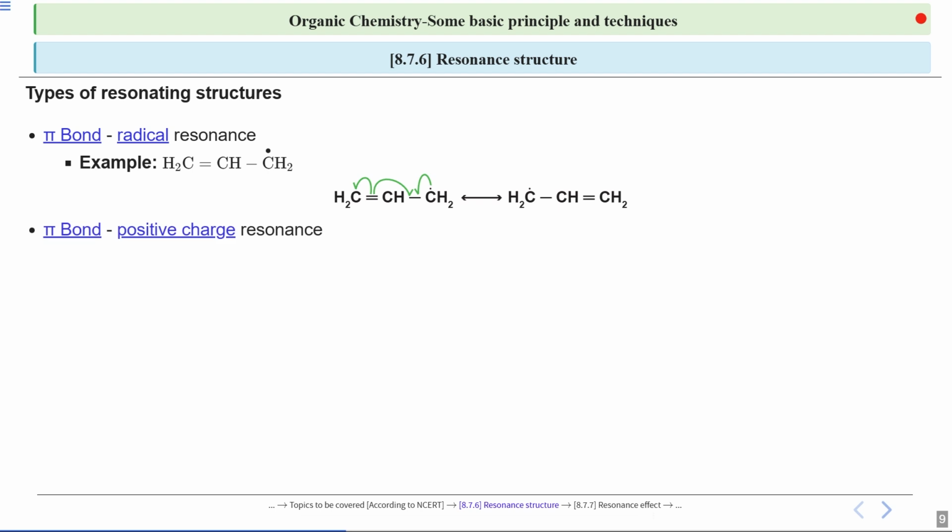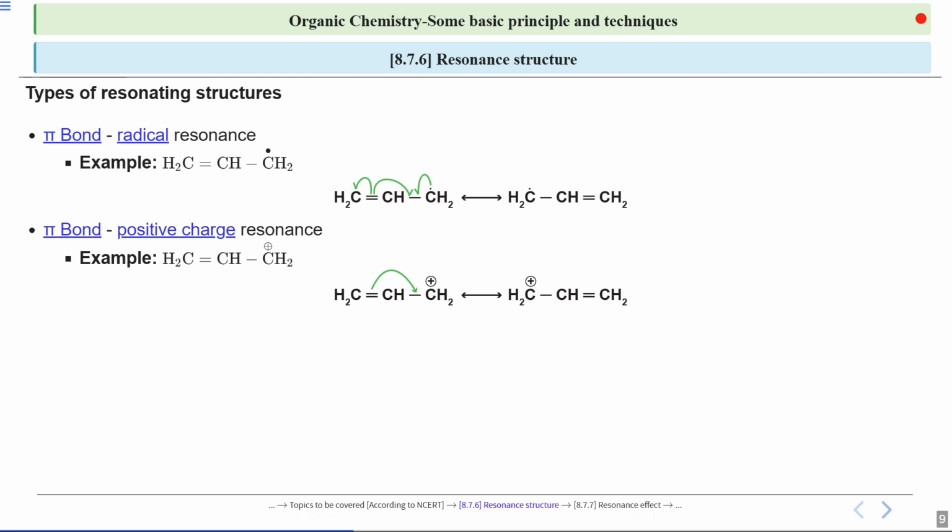Moving on to the next type of resonance, we have pi bond positive charge resonance. Now in place of the radical, we will simply place a carbocation. How will it resonate? The double bond will move from left to right, and that will create a vacuum onto the extreme left carbon, resulting in a carbocation formation.